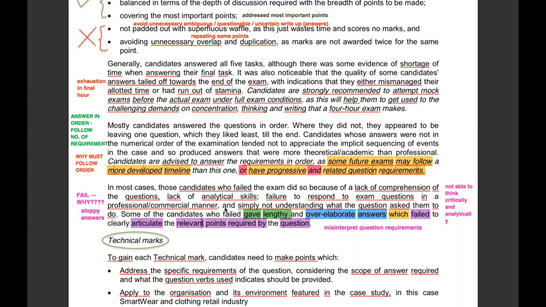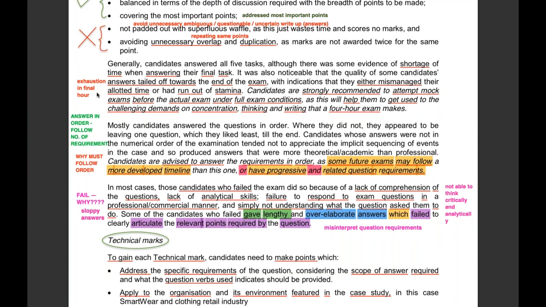You know why you have to do your answer plan from the beginning, so that you have all the information that you want for your answer? Try to put it down at the beginning of the exam, because of this particular paragraph here. Okay, exhaustion in final hour. This is a 4-hour exam. For those of you who had the experience of sitting for this exam, I think you know what I mean when it comes to exhaustion in the final hour.